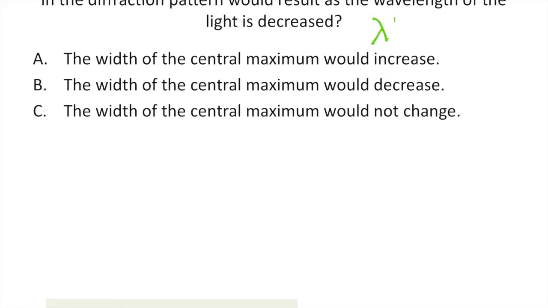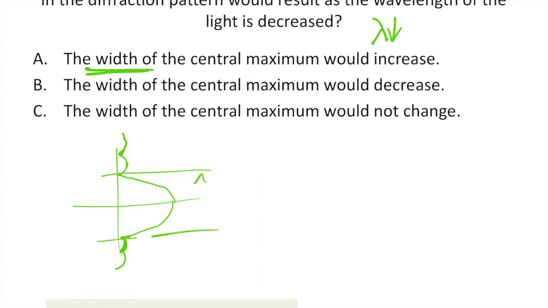So as lambda is decreased, and the central maxima is basically that, what's going on? It specifies the width of the central maximum. So the width of the central max. I think maybe after a couple of weeks of these lectures, I'll get used to writing on the iPad. All right, so what happens to the width of the central max?